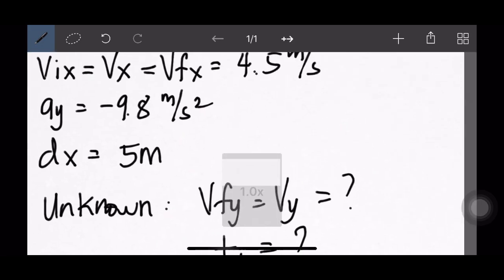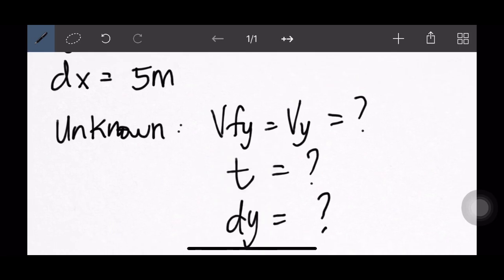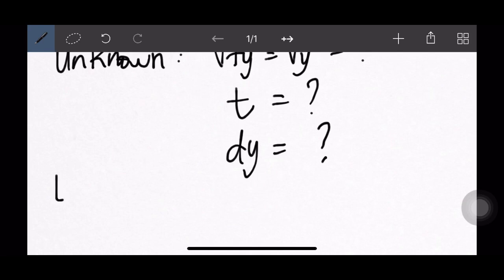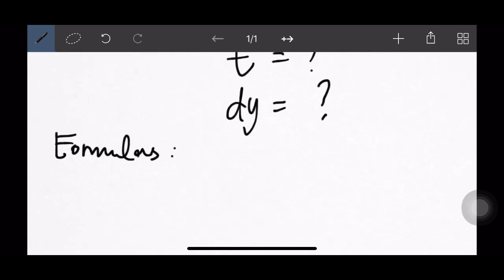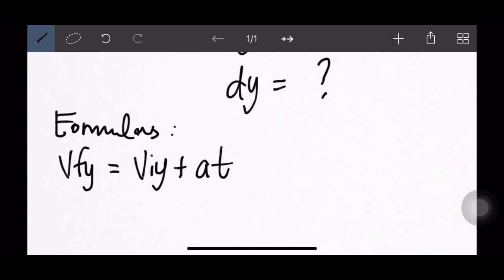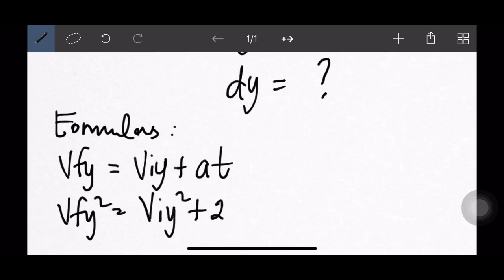Okay, so medyo malilito tayo, like what to do first, right? So let's list our formulas na lang, so we can visualize and easily organize our thoughts. So we have here VFY. You have two formulas for the final velocity along the vertical component. So you have VIY plus AT. Okay, and you also have VFY squared is equal to VIY squared plus 2AD. Right, so this is Y.